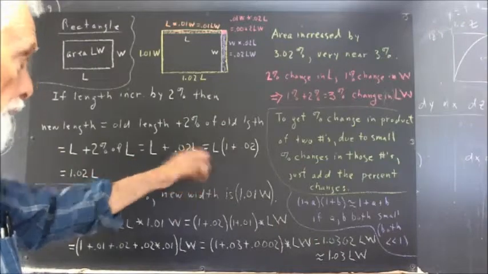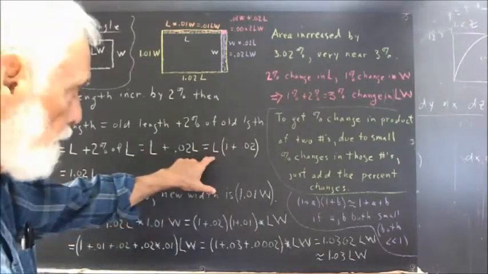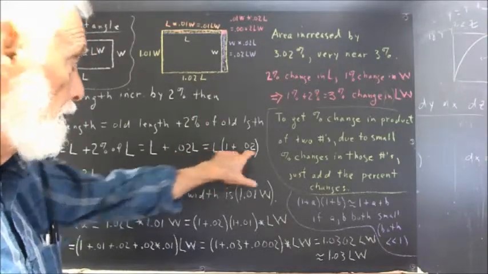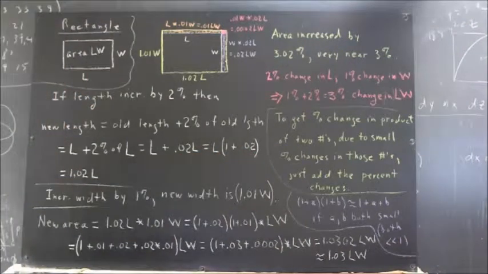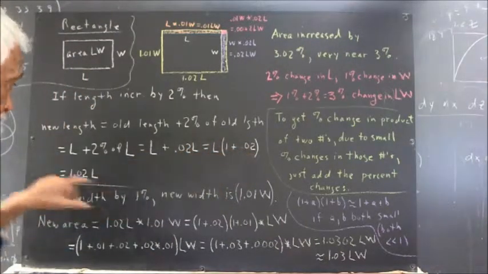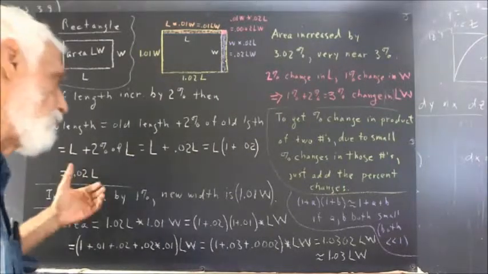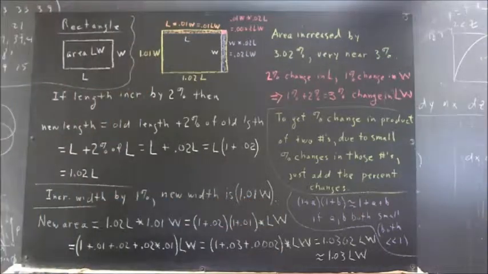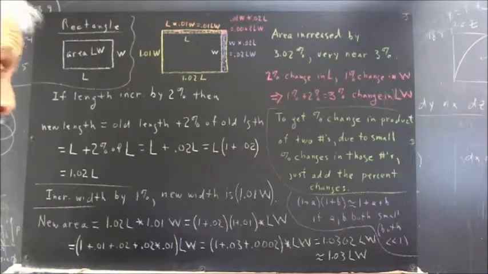We factor L out of both of these terms, and we confirm that this works by doing the distributive law directly. L times 1 is L, L times 0.02 is 0.02 L. We did factor this correctly, and of course 1 plus 0.02 is 1.02. Now if we increase the width by 1%, our new width is 1.01 W. So our new area is going to be new length times new width, 1.02 L times 1.01 W.